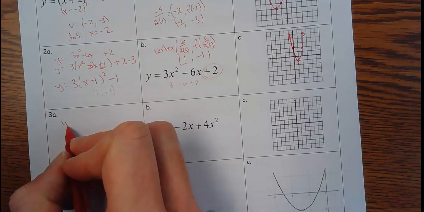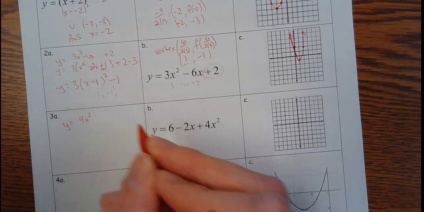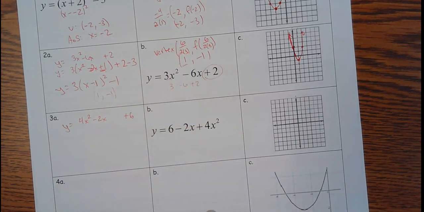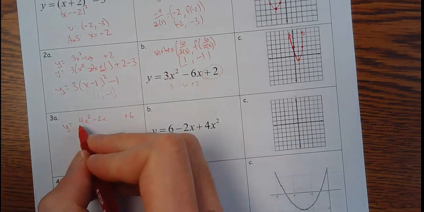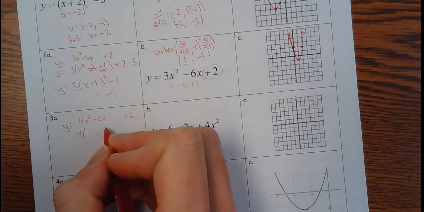Again, same thing here. Going back to vertex form, I'm going to put the 4x squared minus 2x, and I'm going to push the 6 off to the right. I want this always to be a 1. I want x squared to be a 1. So I'm going to take a 4 out of both of those.